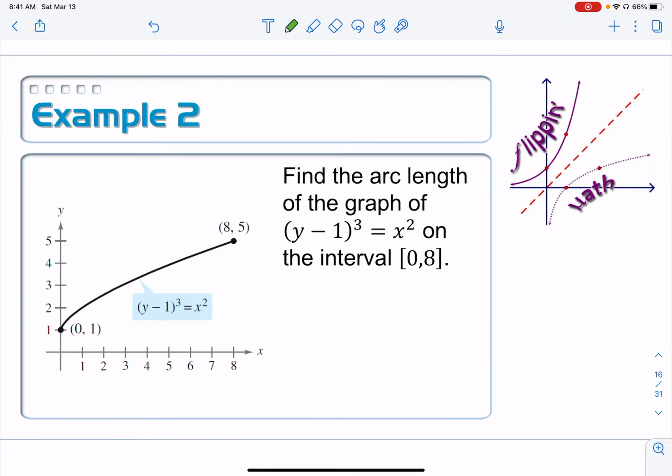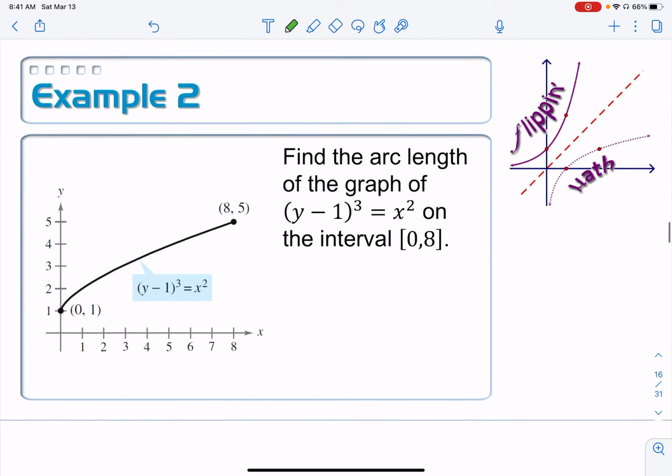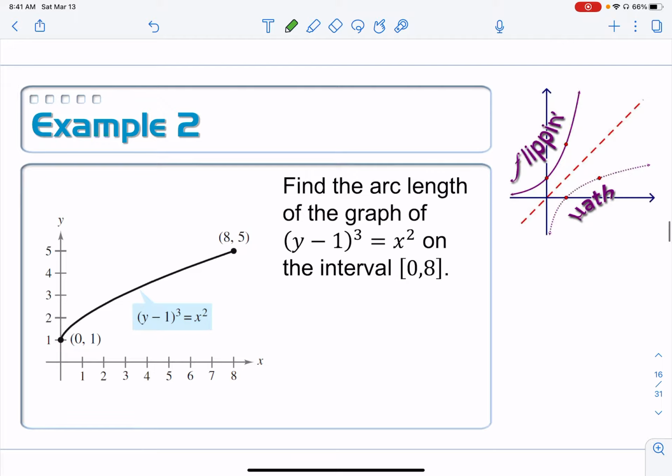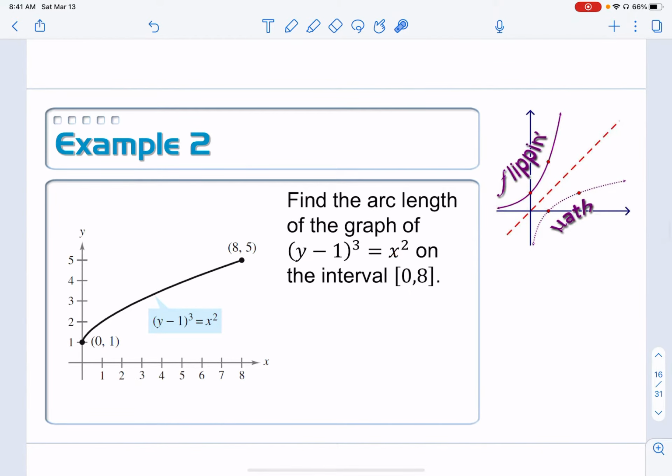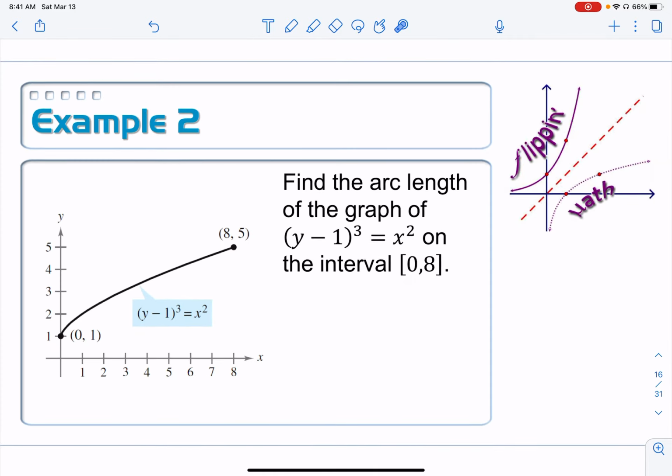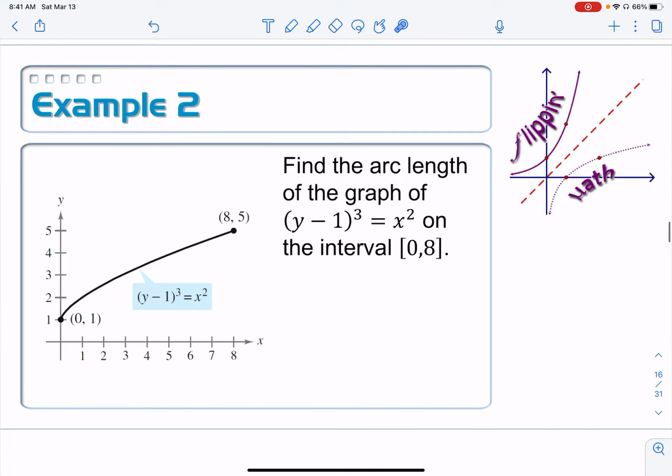Find the arc length of the graph of this implicitly defined equation: y minus 1 quantity cubed is equal to x squared on the closed interval from 0 to 8. From our distance formula, we need a derivative. Rather than finding the derivative implicitly, we need this to be a function of x, because we have f prime of x inside of there.